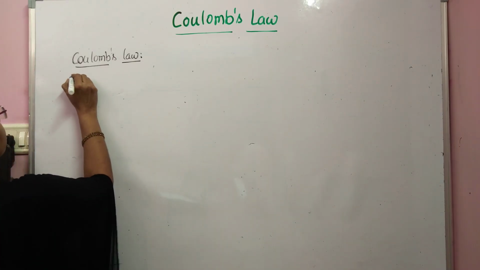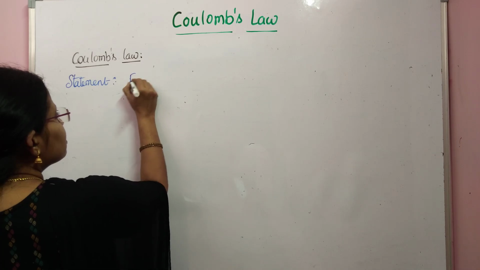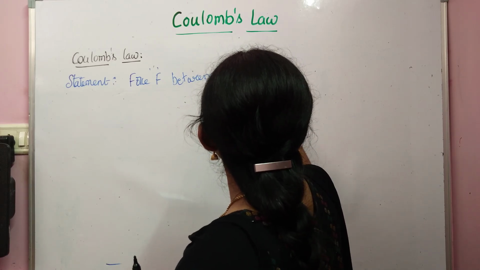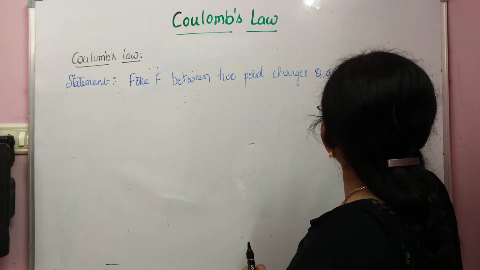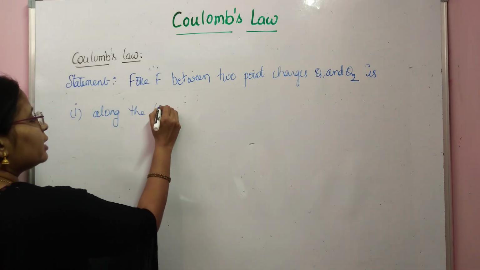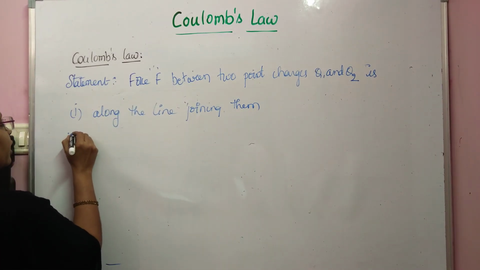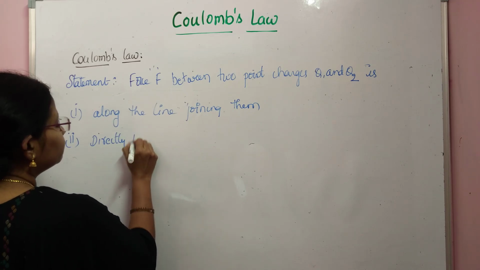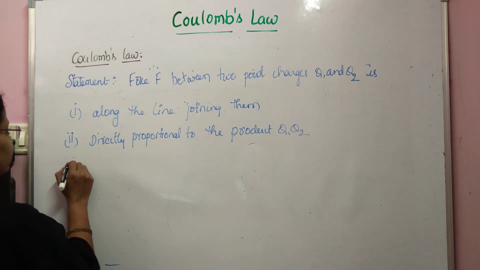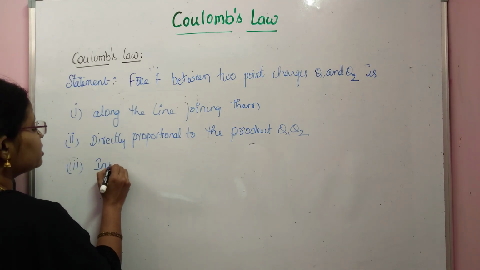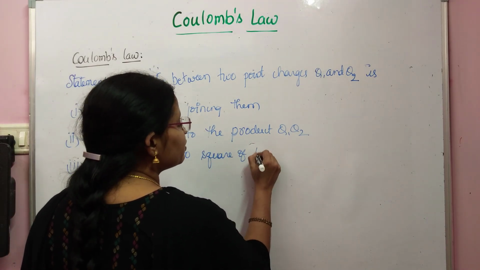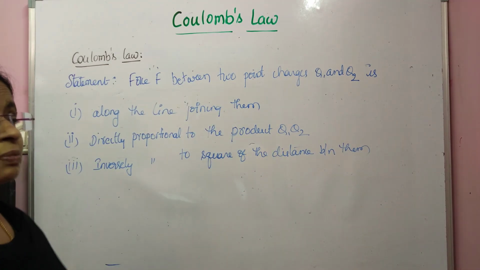Let us go for the statement. It states that the force F between two point charges Q1 and Q2 is, first point, along the line joining them, second point, directly proportional to the product of Q1 and Q2, meaning the product of the two charges, and third, inversely proportional to the square of the distance between them. So this is the statement of Coulomb's law.